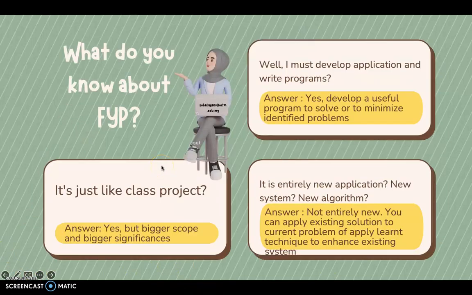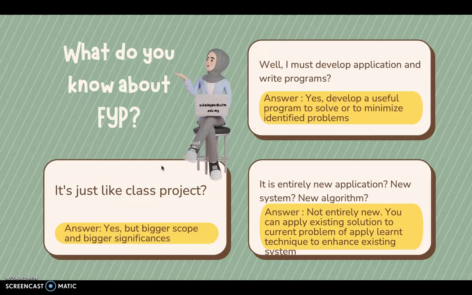What do you actually know about FYP? Is it just a class project? Is it just developing a system, or do you need to develop an entirely new application or new algorithm? So this is where we're going to answer that. It is a class project, similar to a class project, but with bigger scope and bigger significance.